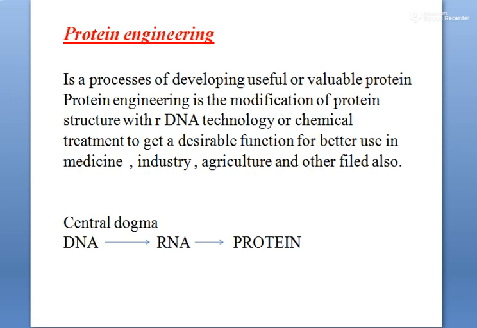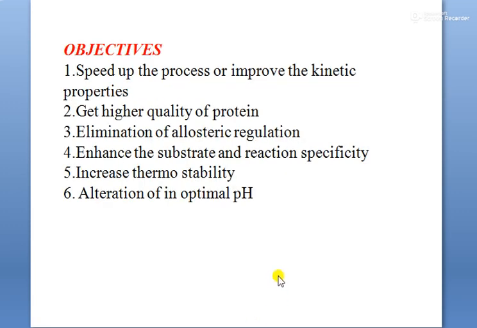This is called the central dogma. Next, what are the objectives of protein engineering? We will give some examples of these kinds of modifications later, but now let's see the objectives. Number 1, speed up the process by improving the kinetic properties. Number 2, get higher quality of proteins. Number 3, elimination of allosteric regulation. Number 4, enhance the substrate and reaction specificity. Number 5, increase the thermostability. And number 6, alterations in optimal pH.